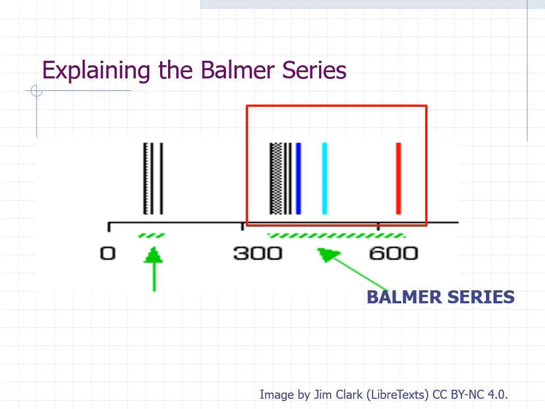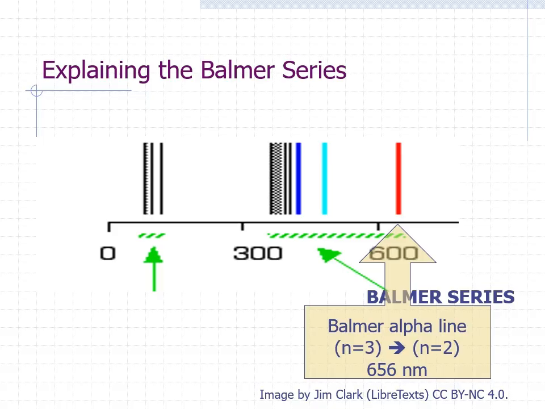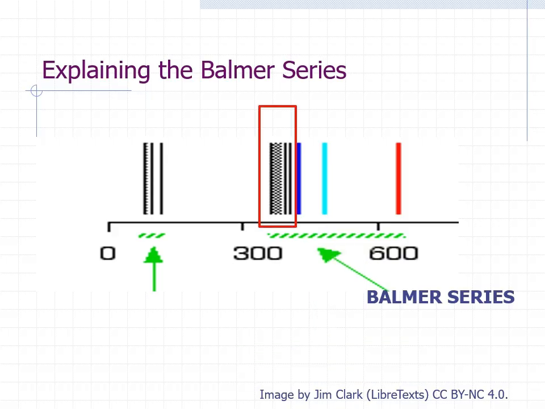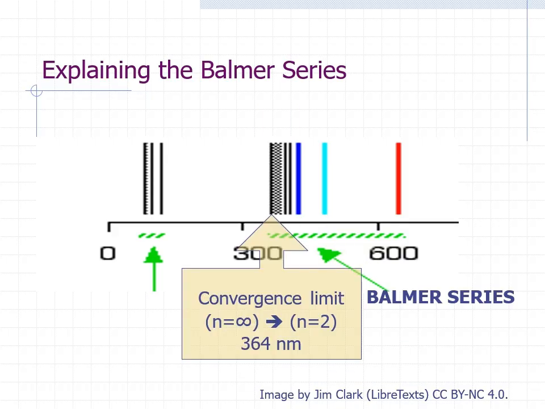Here's the Balmer series. The so-called Balmer alpha line, corresponding to the lowest photon energy and longest wavelength, is the transition from n equals 3 to n equals 2, which occurs at around 656 nanometers. Here's the next line in the series. This corresponds to the transition from n equals 4 to n equals 2. Note that only the first few lines in the Balmer series are in the visible range of the electromagnetic spectrum. The rest are in the ultraviolet, with the lines converging at around 364 nanometers. This limit corresponds to the transition from n equals infinity to n equals 2.